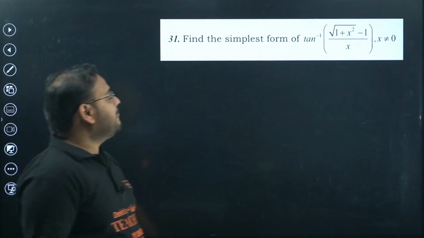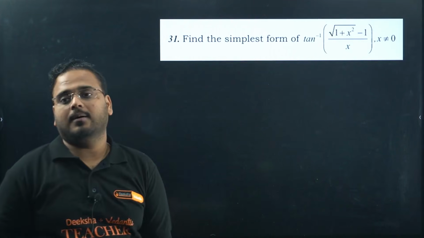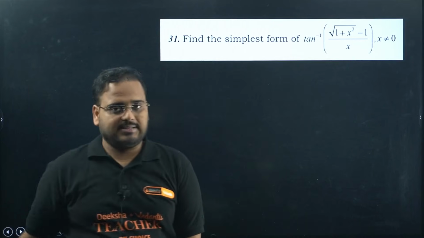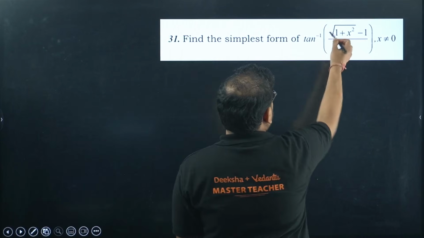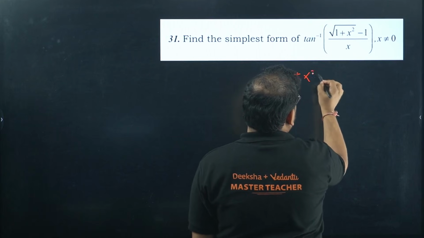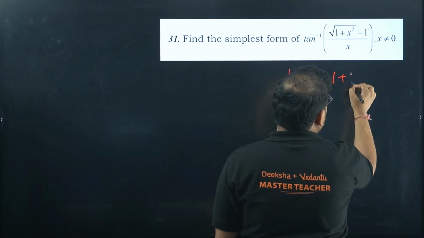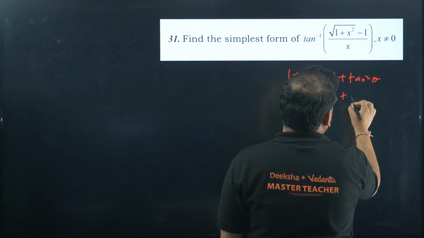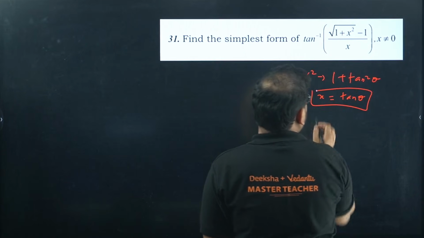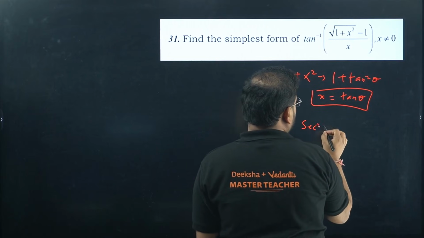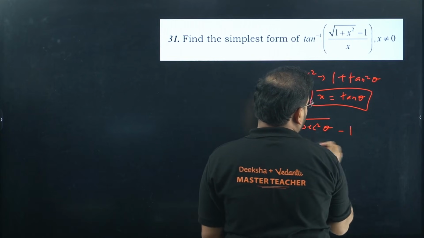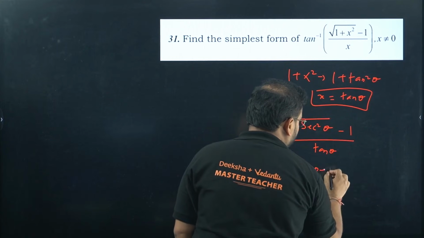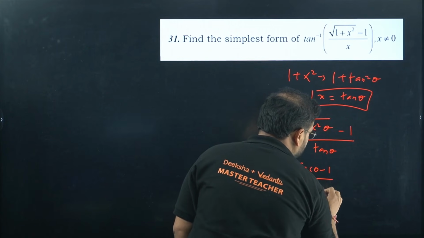31. Find the simplest form of tan inverse of the root of 1 plus x square, minus 1, upon x. So how do you solve this? Of course, whenever you see 1 plus x square, we have to make this as 1 plus tan square theta. So basically my x will be tan theta, and that is my substitution. Check. So I'll have here root of sec square theta minus 1 upon tan theta. This will become sec theta minus 1 upon tan theta.